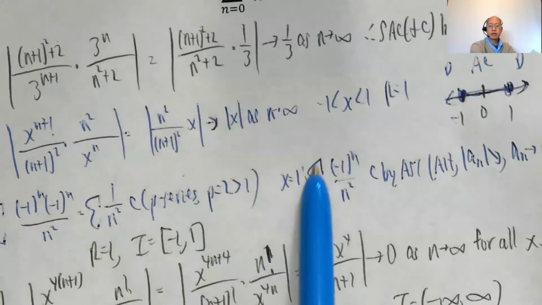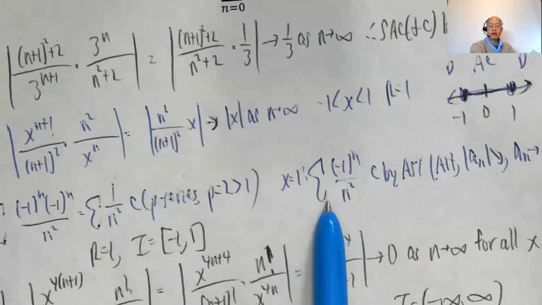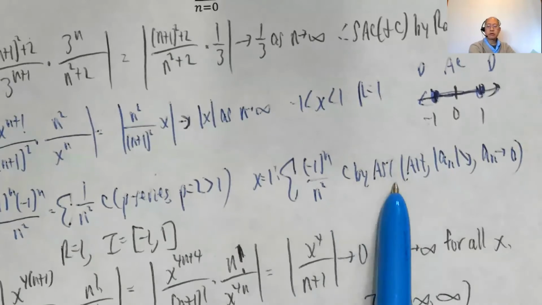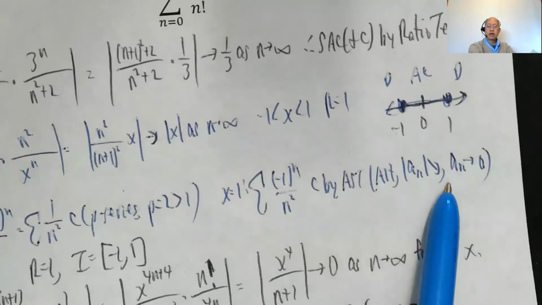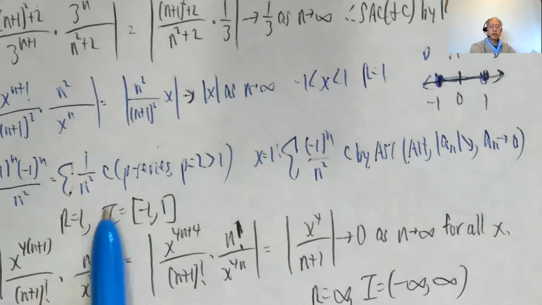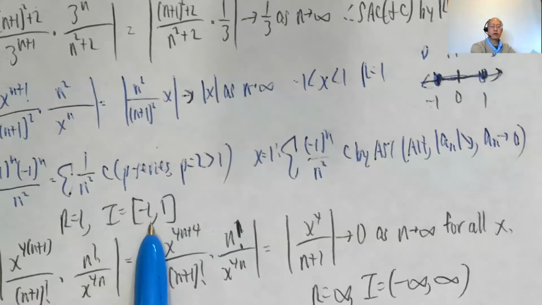X equals +1. Summation (-1) to the n over n squared. That converges by the alternating series test. Its alternating terms decrease in absolute value and approach 0. So color that in also. So the radius of convergence is 1. The interval of convergence is bracket -1, 1 bracket.